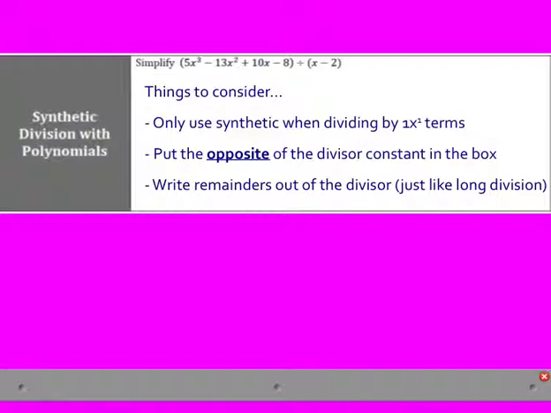You can only use synthetic division when your divisor has the largest term being 1x to the first. So when we take a look, you'll notice that this has a coefficient of 1. If there's no coefficient out in front, then the coefficient is 1. So if that coefficient is anything other than 1, if it's 2, if it's 6, if it's 8, then we cannot use synthetic division. It also has to only be to the first power.